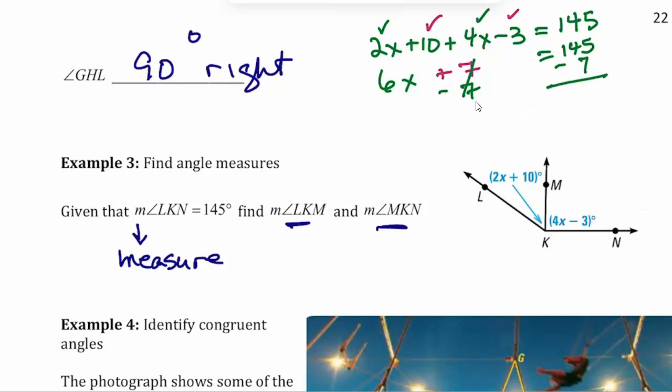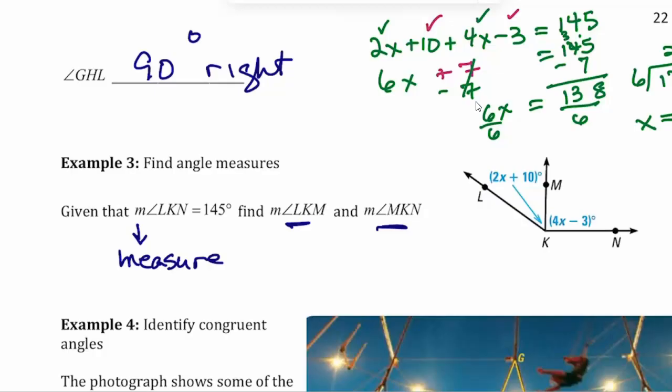When I do that subtraction, what do I get? So I'm going to borrow from the 4, that makes that a 3. 15 minus 7 is 8. 138 has to equal 6x. Divide by 6, divide by 6. 138 divided by 6. 6 goes into 13 2 times, that's 12, carry the 1. 6 goes into 18 3 times. So now what I know is that x has to equal 23.